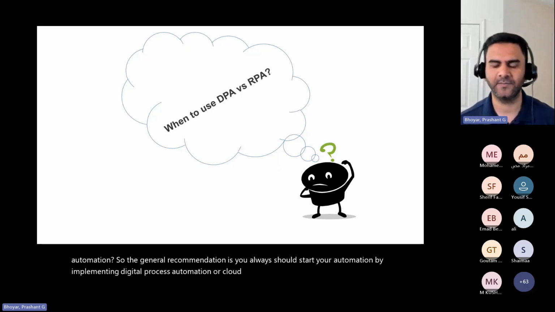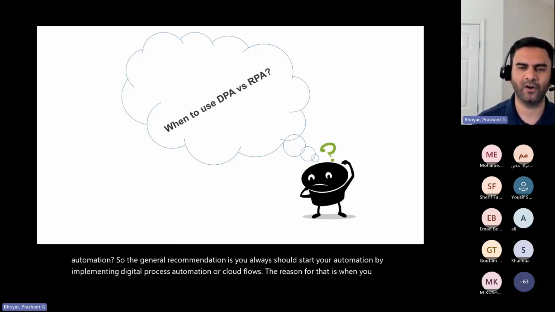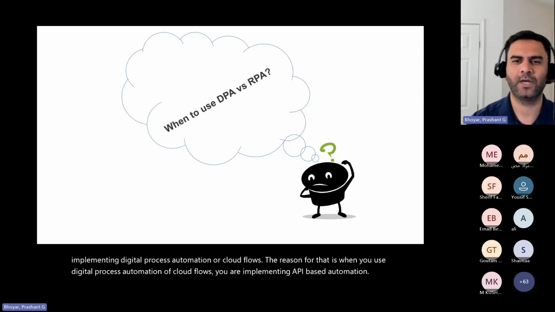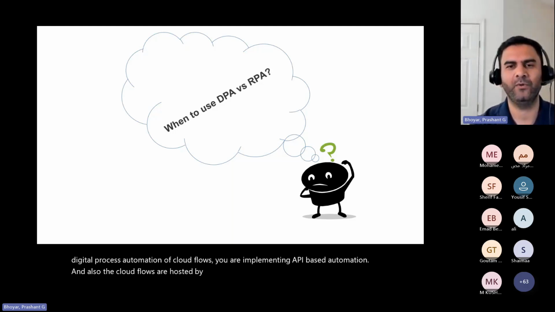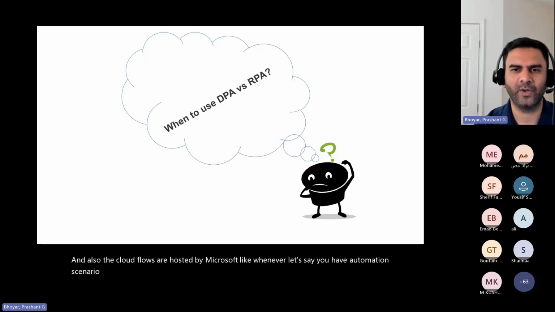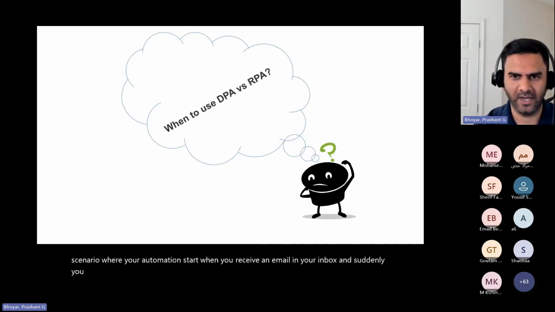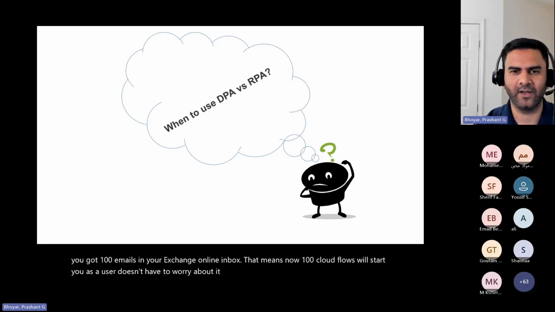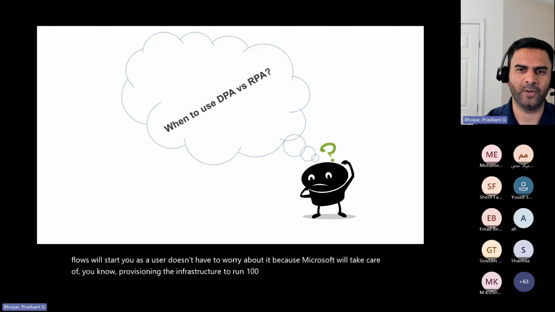The reason for that is when you use digital process automation or cloud flows, you are implementing API-based automation. And also the cloud flows are hosted by Microsoft. Let's say you have an automation scenario where your automation starts when you receive an email in your inbox, and suddenly you get 100 emails in your Exchange Online inbox. That means now 100 cloud flows will start. You as a user don't have to worry about it because Microsoft will take care of provisioning the infrastructure to run 100 cloud flows in a short amount of time.